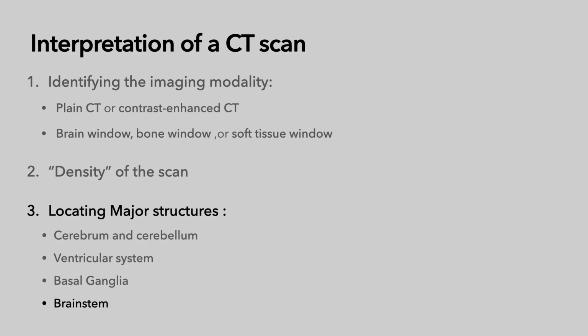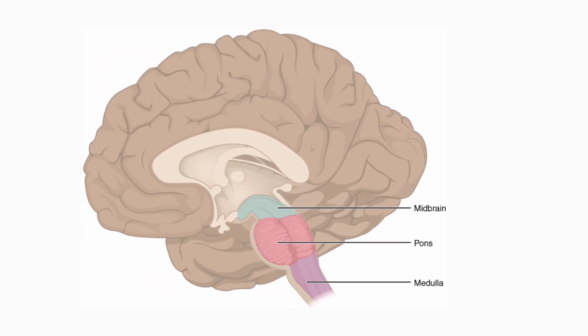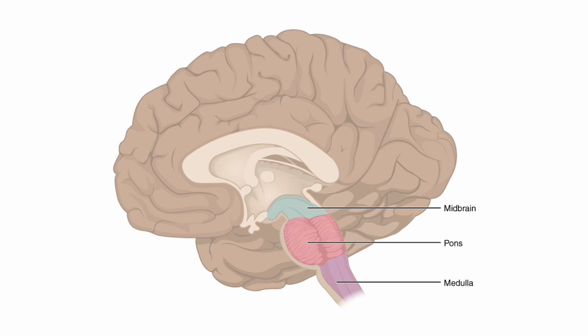Finally, we're going to talk about the brainstem. The brainstem is divided into three parts: the midbrain, seen right here in pale blue, the pons in pink, and the medulla in purple.